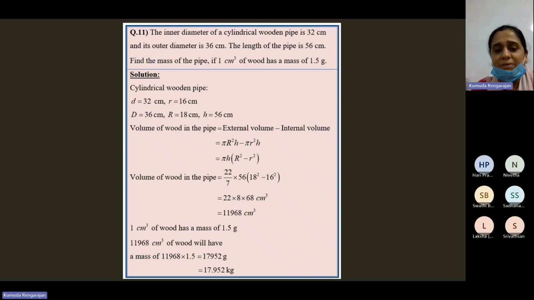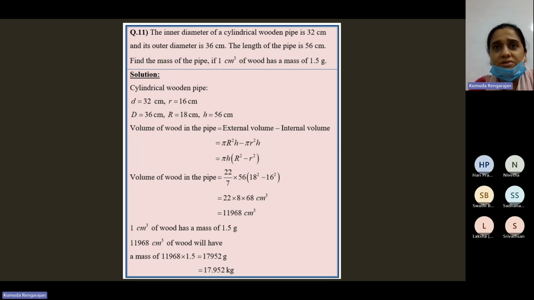Find the mass of the pipe if 1 centimeter cube of wood has a mass of 1.5 grams. So we should find how many centimeter cube is there in this cylindrical wooden pipe. What is the solid in the question? It's a pipe. What material is this pipe made of? Wood. The pipe is made of wood. And what is the shape? It's a cylindrical pipe. The wall is thick. That's why two radii we can see.